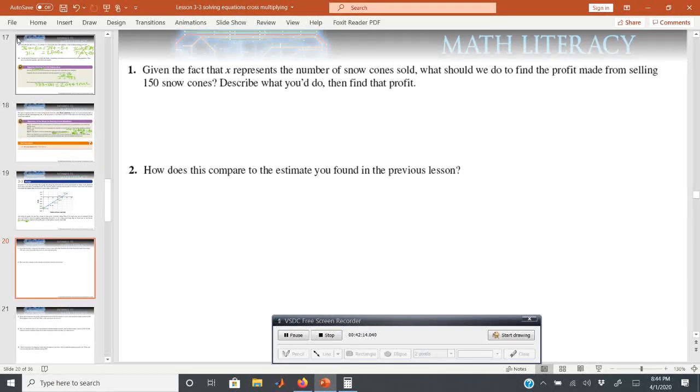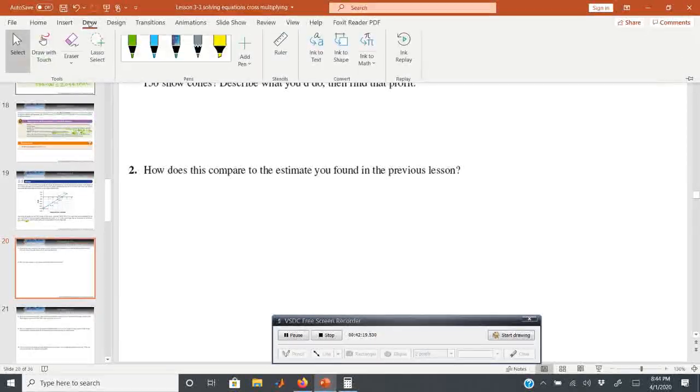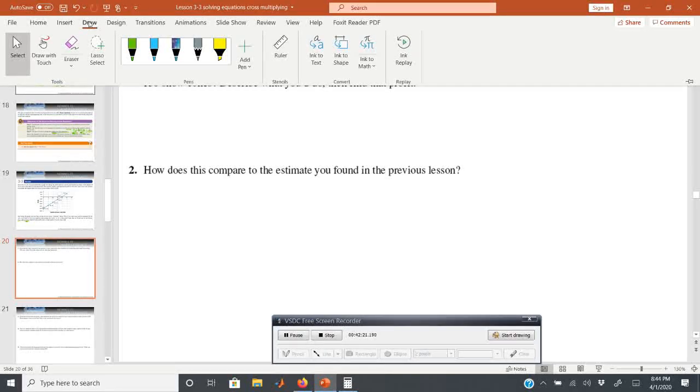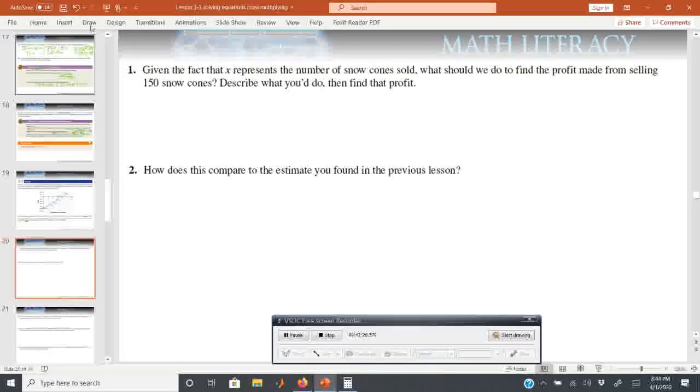So we're going to use that now to answer some questions about the problem using the algebra tools we just developed. So do question 1, and then come back and we will discuss it. Okay, question 1 in the group work.